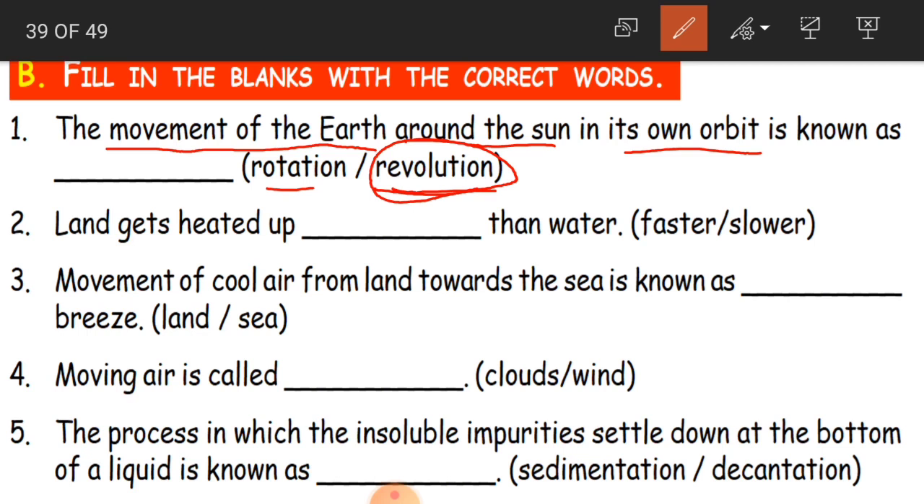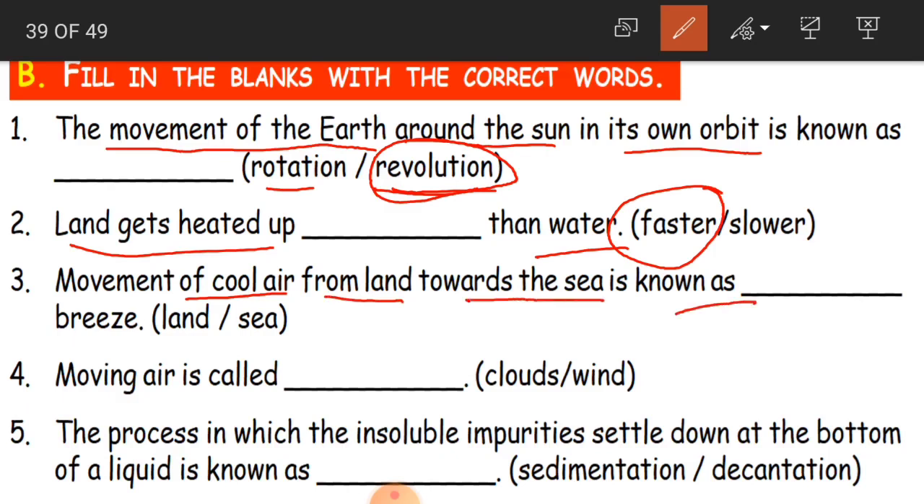Clear, children? Now, second question. Land gets heated up dash than water. Land gets heated up dash, whether faster or slower than water. And the answer is faster. And the third question is movement of cool air from land towards the sea is known as dash breeze, whether land breeze or sea breeze.